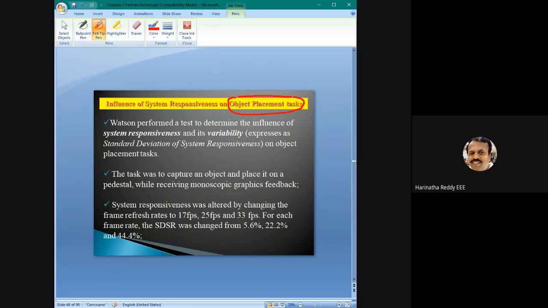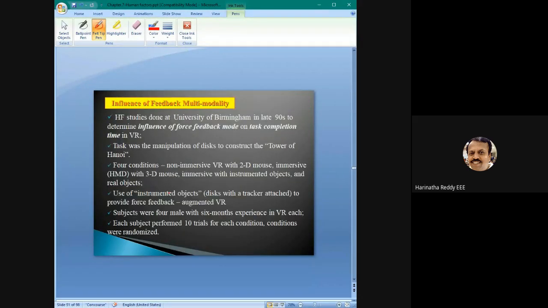I request you to please take this as an assignment, all of you. Write short notes on the influence of system responsiveness on the object placement task. Just like what we have seen in the previous two examples, in a similar way, we can also explain that system responsiveness will definitely affect or influence the object placement task.